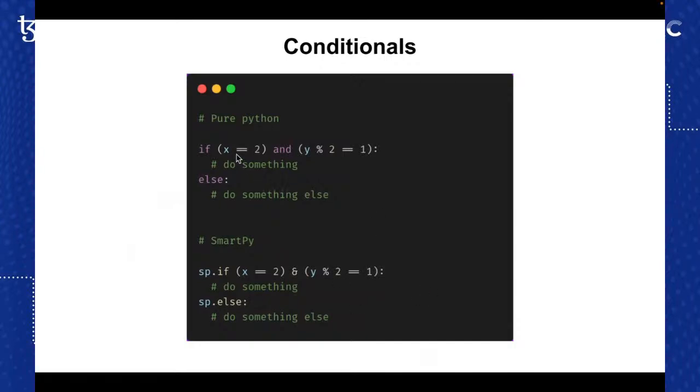Just like in pure Python, we have conditionals. In the first case, we make some logical checks, and if it's correct we do something, otherwise we do something else. In a similar way, in SmartPy we overload the if and else constructions. So if is overloaded with sp.if, and we make similar checks. To be noted, we don't use the word and, rather we use the and symbol, just one &, not two. And then we have a similar sp.else.